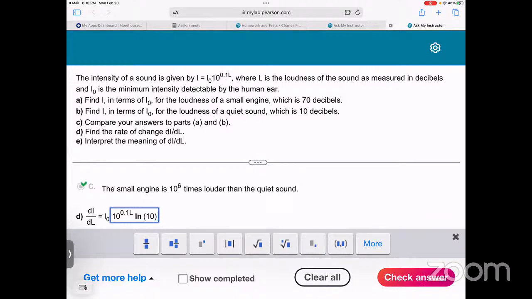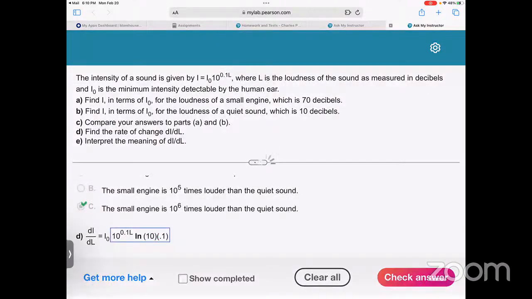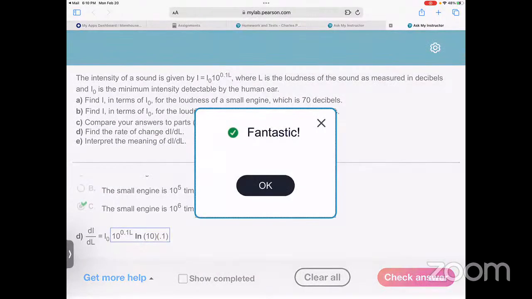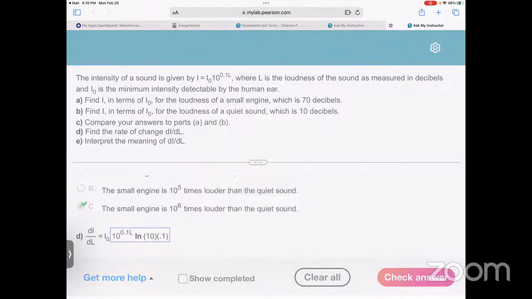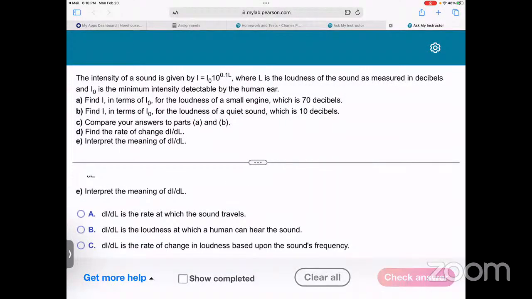All right, so I'm just going to say times 0.1. We could kind of move some stuff around, but I think that should get it. Okay. So there was an added component that we needed to do with the power. Interpret the meaning of the derivative of I with respect to L. So that's the rate of change of the intensity.